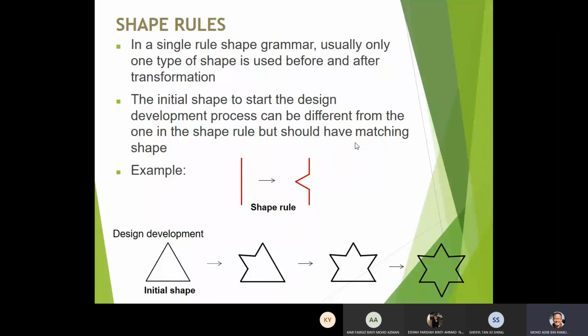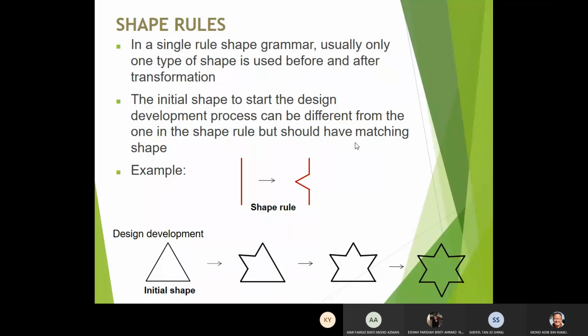Okay. In a single rule shape grammar, usually only one type of shape rule is used before and after transformation, like all the examples that I've shown earlier. So basically it's a single rule shape grammar where you only use one shape before and after transformation. Okay, but sometimes the initial shape to start the design development process can be different from the one in the shape rule, but should have a matching shape.